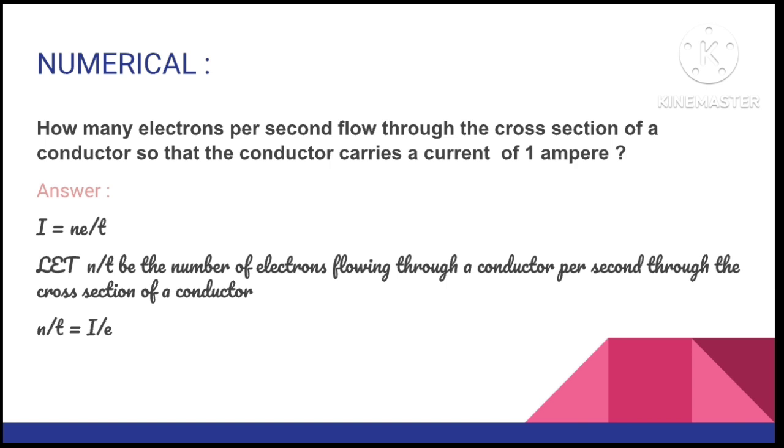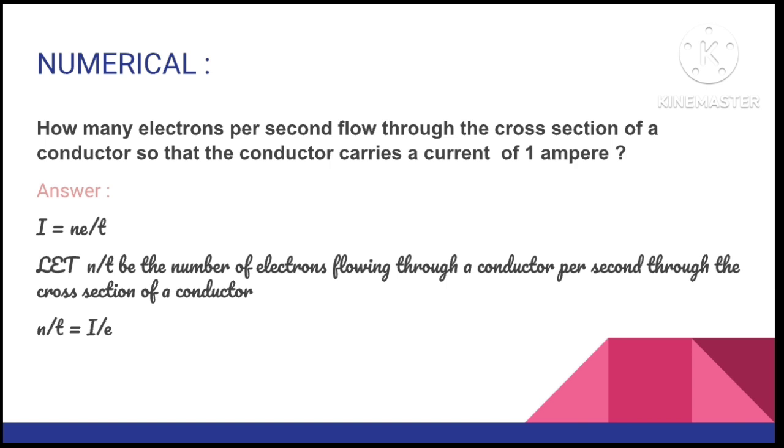Now for practice, here is a numerical. How many electrons per second flow through the cross section of a conductor so that the conductor carries a current of 1 ampere? We know the formula I is equal to Q upon t, replacing Q with Ne, we get the formula I is equal to Ne divided by t. Let n over t be the number of electrons flowing per second through the cross-sectional area of the conductor. So on cross multiplying, the formula will be n over t equals I upon e.